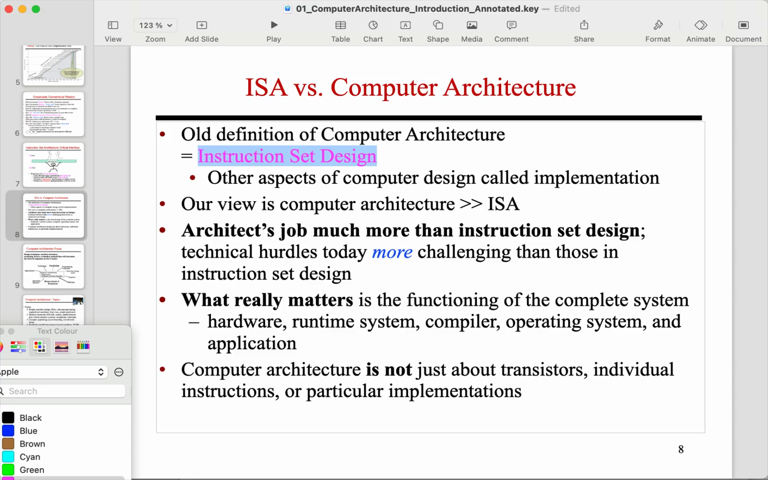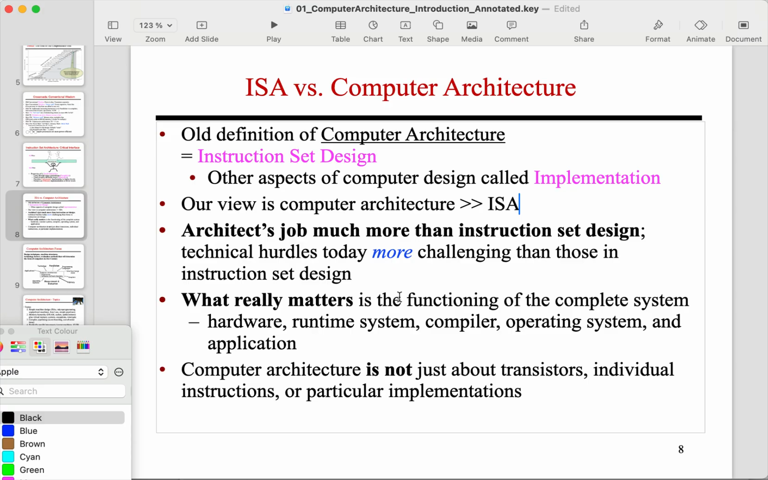So this is called the instruction set of the processor. The old definition of computer architecture had to do with defining the instruction set for the processor and designing a better instruction set. Other aspects of the design are the implementation of, okay, we have a good idea of a new technology, of a new instruction set, of a new architecture. Now it's time to bring it to life and make it implemented, make it real.